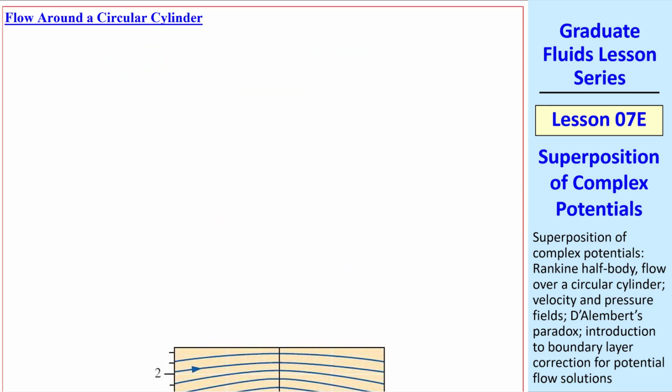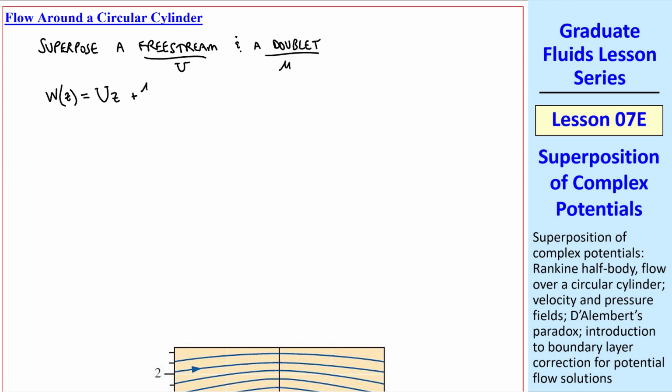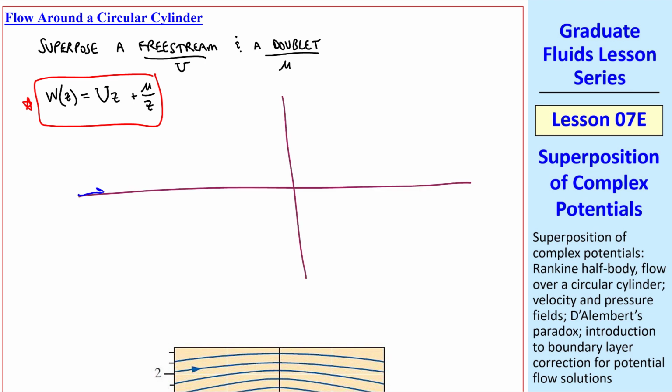Our next example is flow around a circular cylinder. In this case, we superpose a free stream and a doublet. The free stream has speed U, and the doublet has strength mu. So immediately we can write our complex potential as Uz plus mu over z. Qualitatively, we're superposing the free stream with the doublet at the origin.